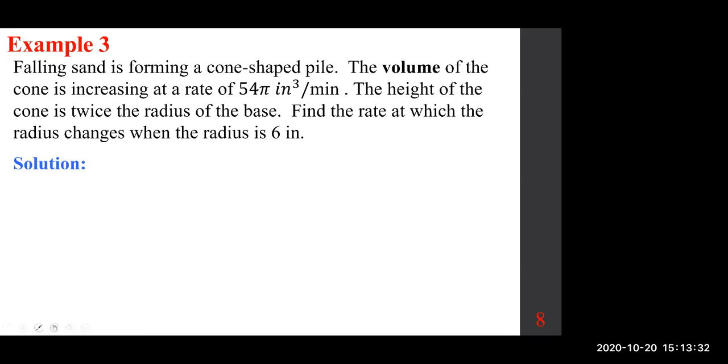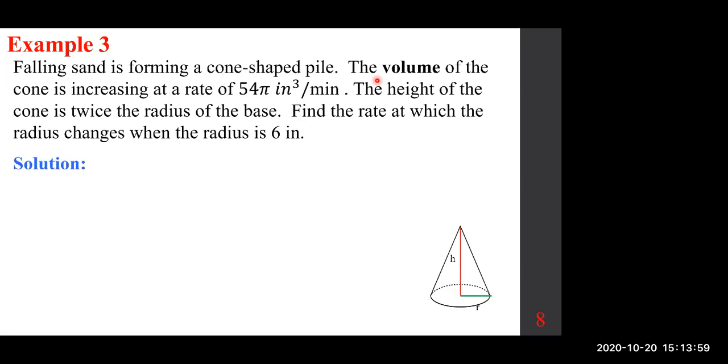Fantastic. First and foremost, cone. I hope everybody remembers the shape of a cone. Okay. Then the volume of a cone. So we need the formula for the volume. Anybody remembers the formula for the volume of a cone? Volume equals 1/3 pi r squared h.